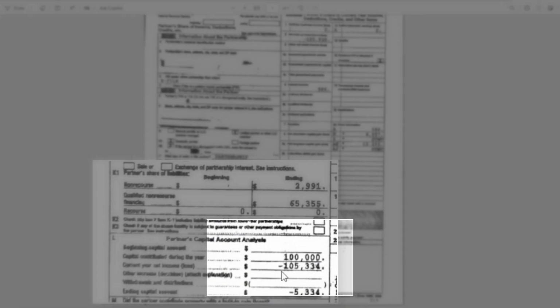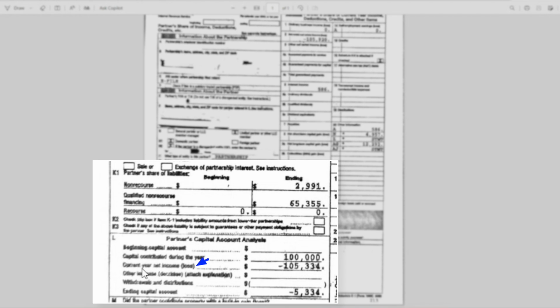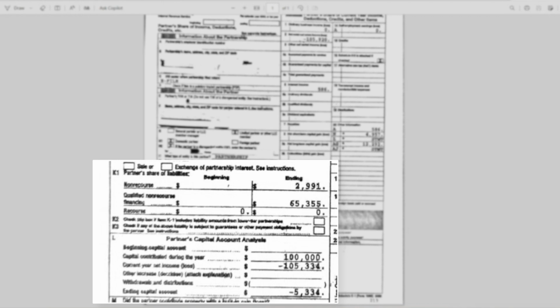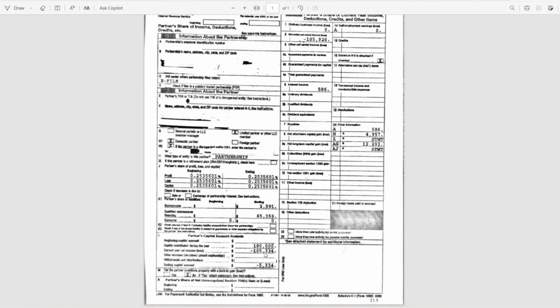All right. Then if you look at the line below that, the current year net income or loss, and when you look at it, it says negative $105,334. That sounds bad, right? But it's actually really good because it's mostly from the bonus depreciation that we get from performing cost segregation studies, which basically means you can write off a big chunk on your taxes with regards to this investment.